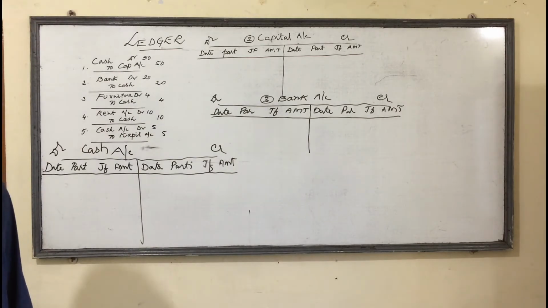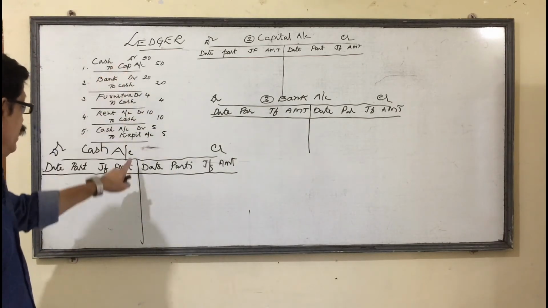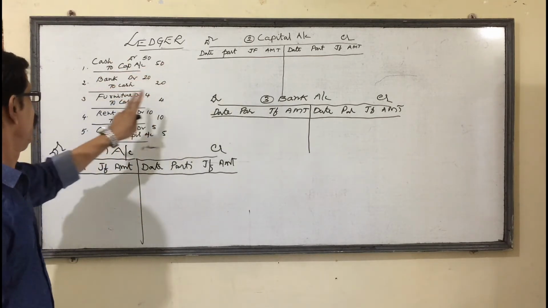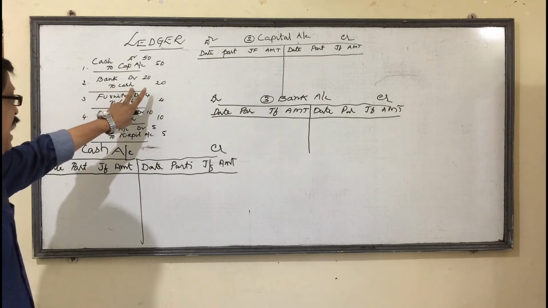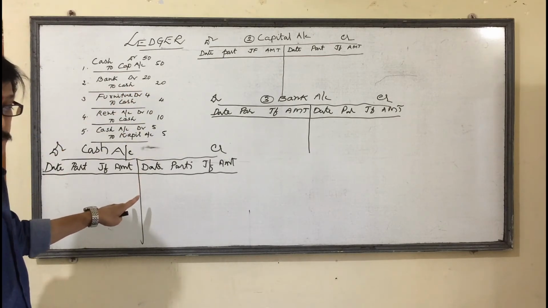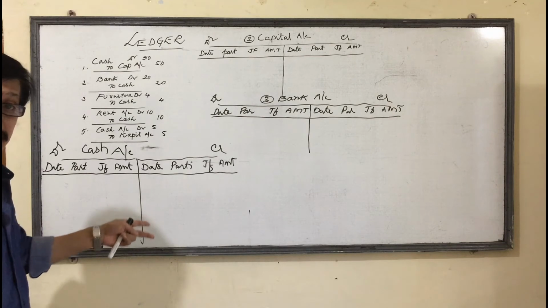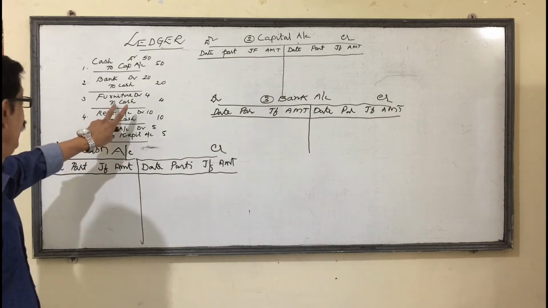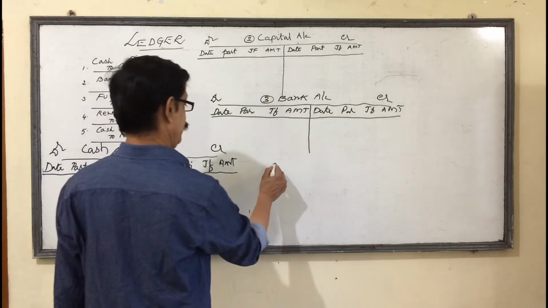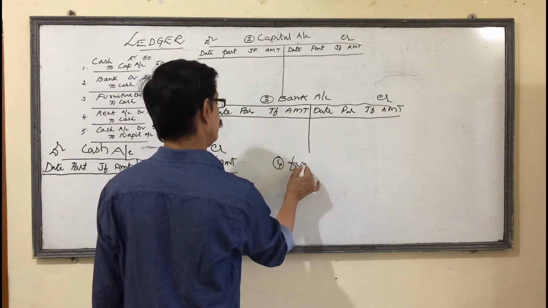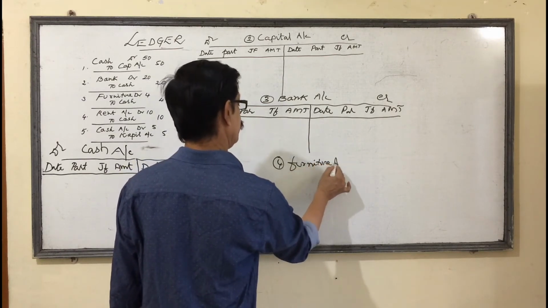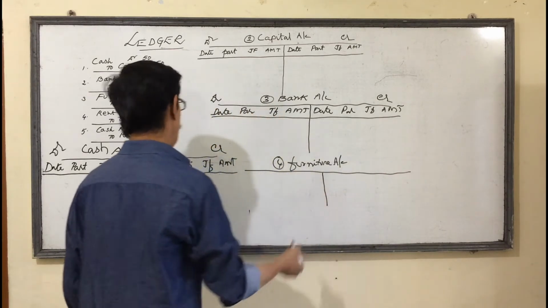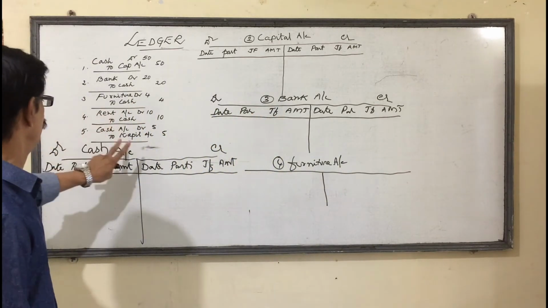Well, dear students, once again, for every one aspect, one account is maintained. Number 1, cash account. Number 2, capital account. Number 3, bank account. Cash already is there. Once it is opened, no need to open again. In the same account you can post all the transactions. Next, furniture account, and then rent account, capital account.